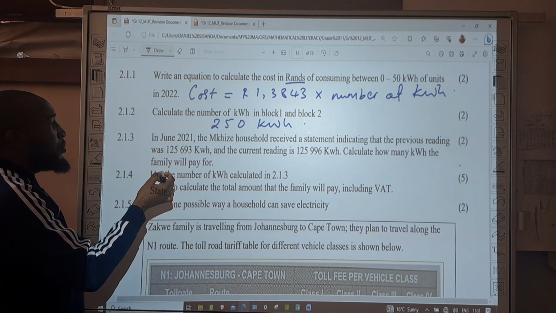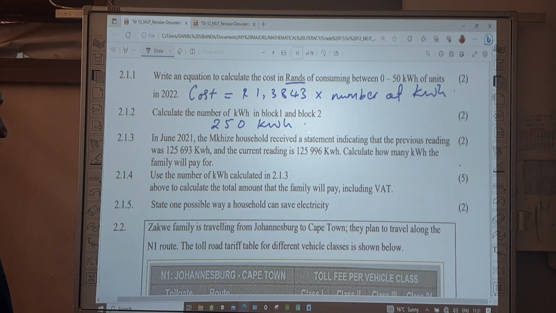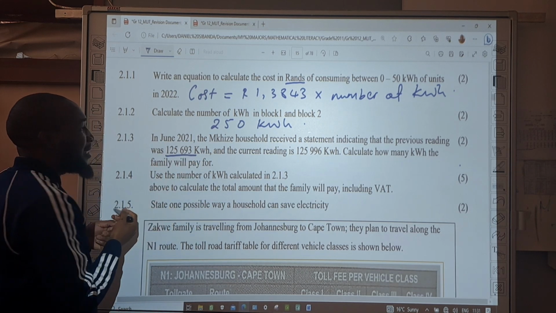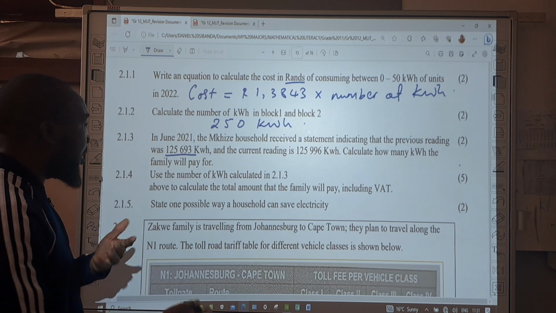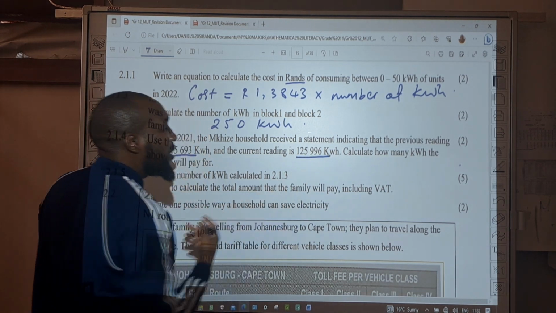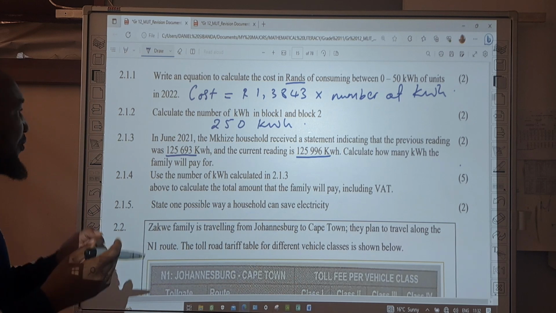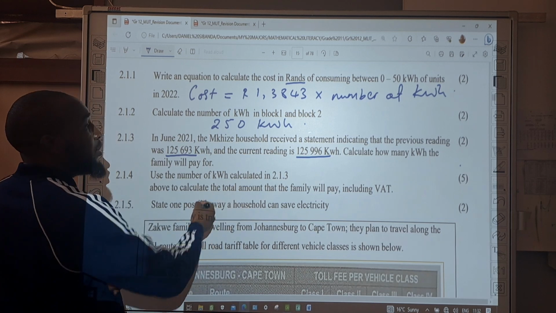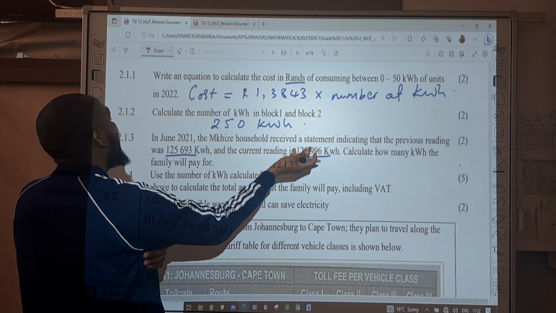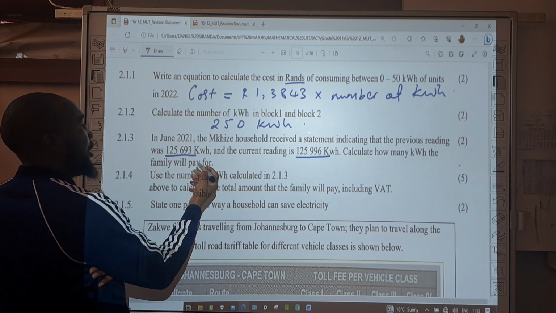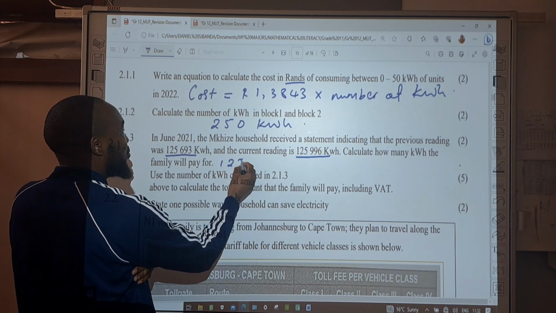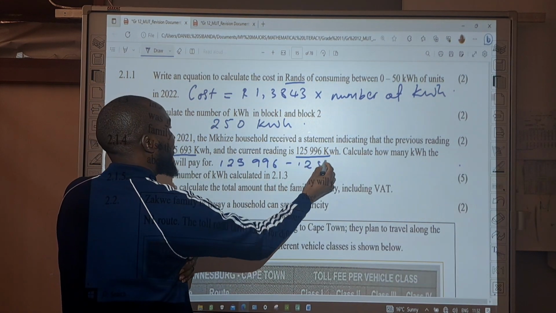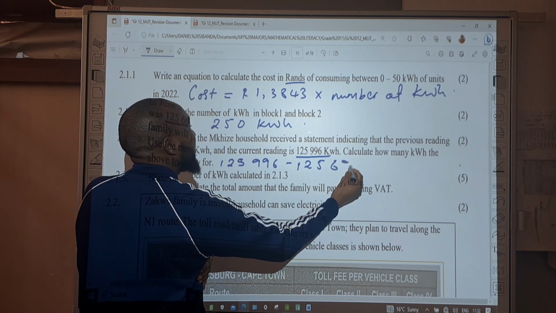Now it's just like your meter reading. Your meter may at the beginning of the month have recorded this many units, but when they came at the end of the month to record, your meter was found to be that much. So what is the difference? The difference will show how many units you have used in that month. In simple terms, we are just going to say the current reading minus the previous reading to get how many units were used. So we are saying 125,996 minus 125,693.